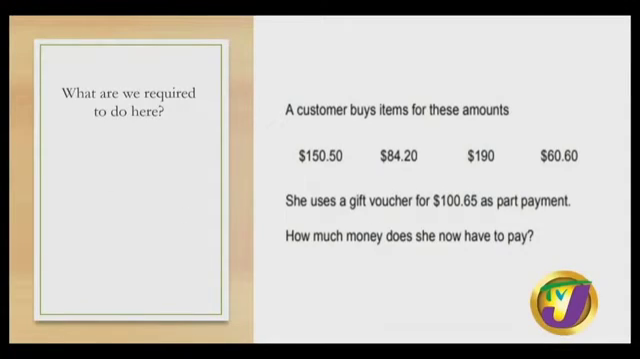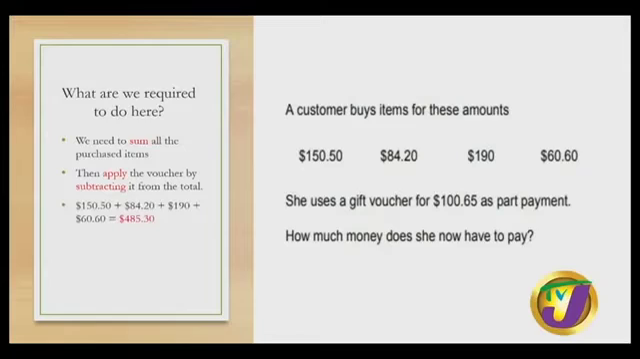What are we required to do here? Yes, we need to sum all the purchase items. That's the first thing. Then we need to apply the voucher, and by applying the voucher, we're going to subtract it from the total. So let's do that. We've added the $150.50 and all the other items, giving us a total of $485.30. We're applying the voucher by subtracting it from the total, and that means the customer would pay $384.65.